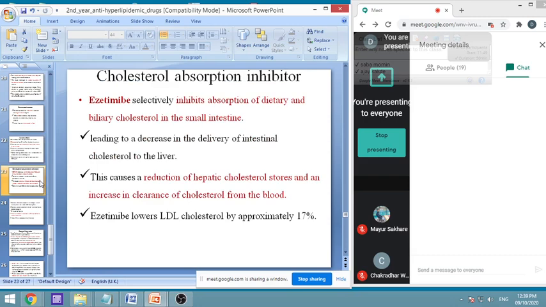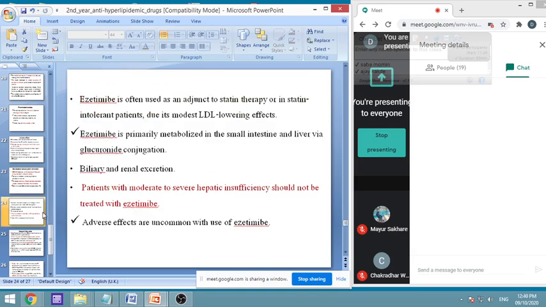Next is the cholesterol absorption inhibitor, ezetimibe, which selectively inhibits the absorption of dietary and biliary cholesterol in the small intestine. It leads to a decrease in the delivery of intestinal cholesterol to the liver, and because of that there is a reduction of hepatic cholesterol stores and an increase in the clearance of cholesterol from the blood. Ezetimibe lowers LDL cholesterol by approximately 17%. So this is again a good action it is having.